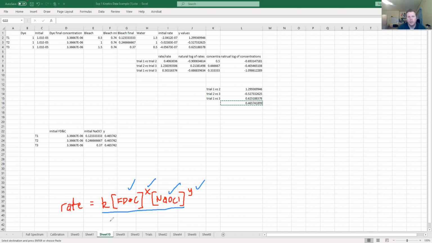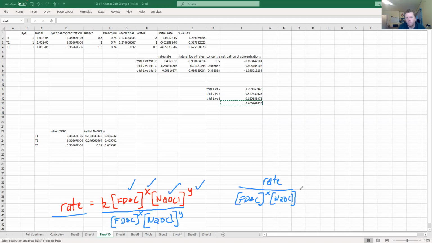Now, what we want to do is the algebra to rearrange this so that we can isolate K. So what we'll do is take FD&C to the Xth power times NaOCl to the Yth power, divide by each side, and that's going to give us this equation right here. Rate divided by FD&C to the Xth power times NaOCl to the Yth power is equal to K.